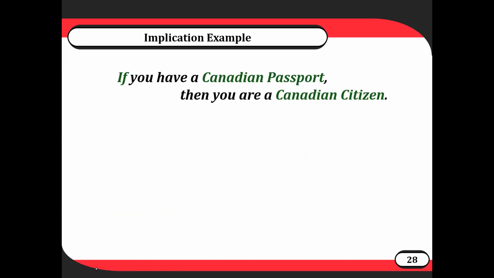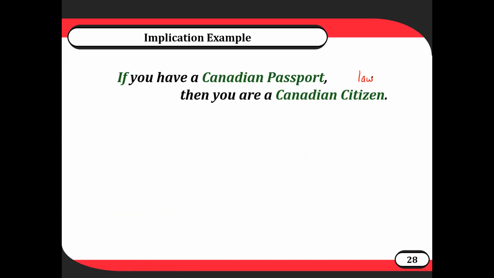So here's an example. Hopefully this will help clear it up. If you have a Canadian passport, then you are a Canadian citizen. This is an implication. Let's think of it as a law. We're going to say, if you have a Canadian passport, then you are a Canadian citizen. That's a law, and you're breaking the law if we somehow make this not true.